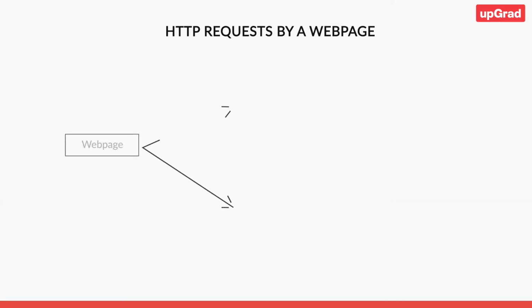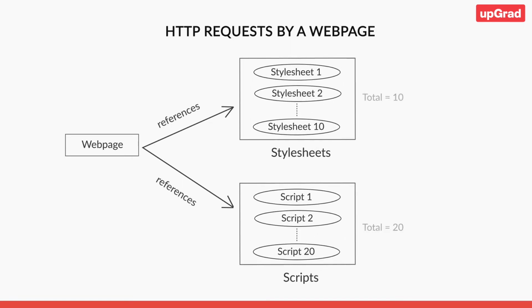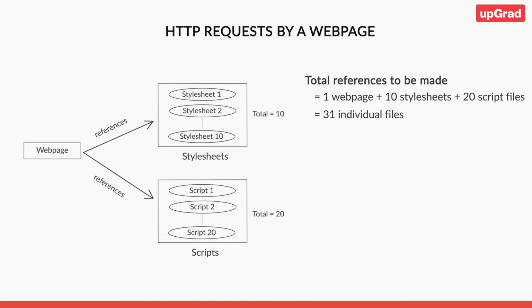This becomes worse with the fact that most browsers allow only a limited number of connections to each host at a time. Usually this number is around 6. This means that all the assets are not loaded in parallel. Now, if you have one web page that is referencing 10 style sheets and 20 script files, then you need to request 1 plus 10 plus 20, which is equal to 31 individual files. If we consider the batch size to be 6, this would require 6 requests to be made.